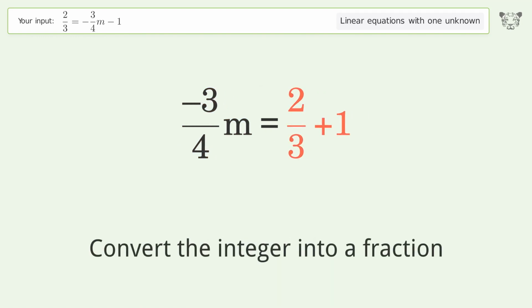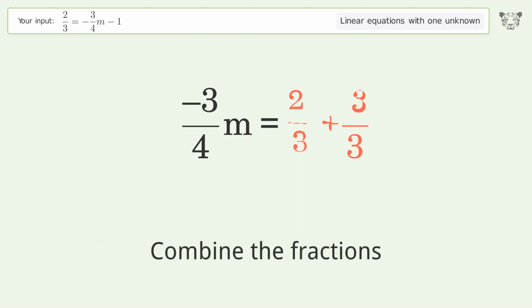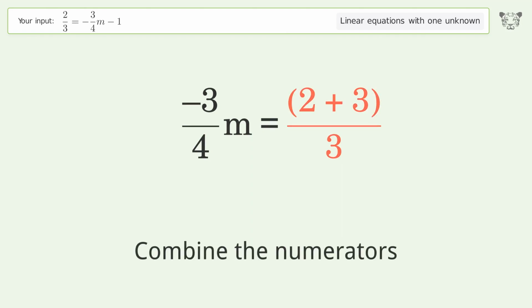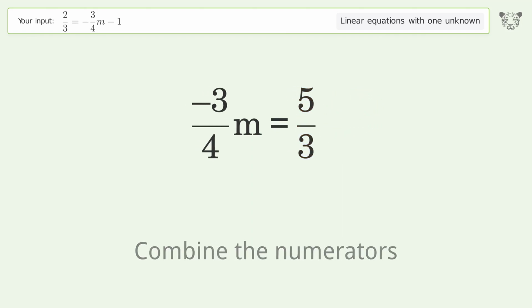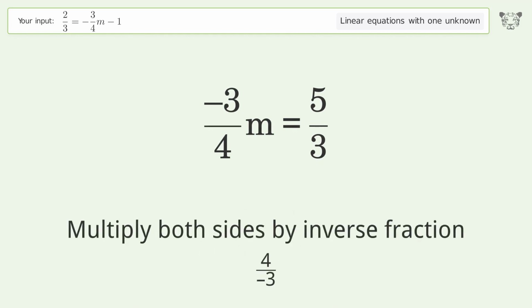Convert the integer into a fraction. Combine the fractions. Combine the numerators. Isolate the m. Multiply both sides by inverse fraction 4/3.